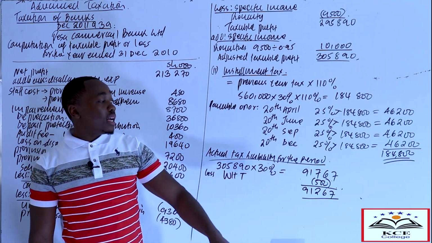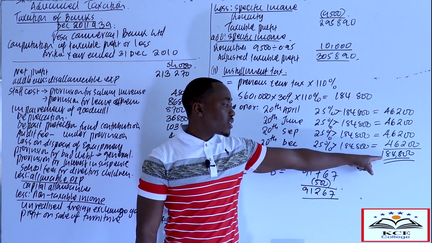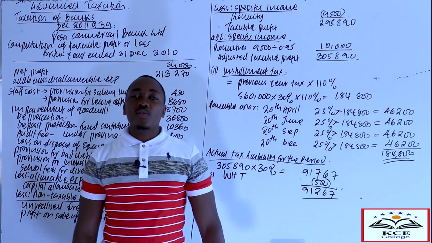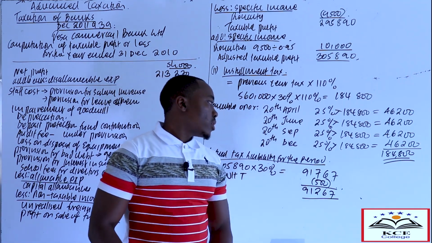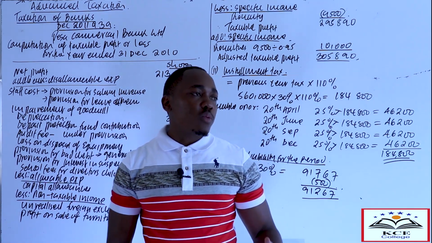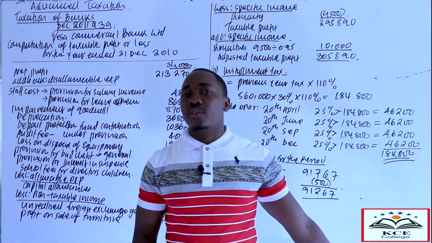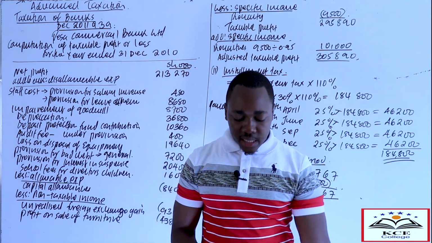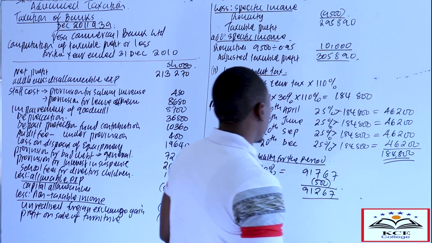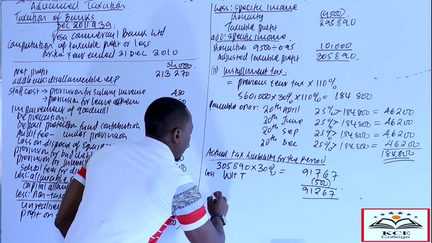But by the end of the year, they have paid a total installment tax of 184,800. So that means they have an overpayment. So with an overpayment, what happens? You go and apply so that the amount should be carried forward. Don't apply for refund; KRA will not refund. So this amount, you carry it forward.